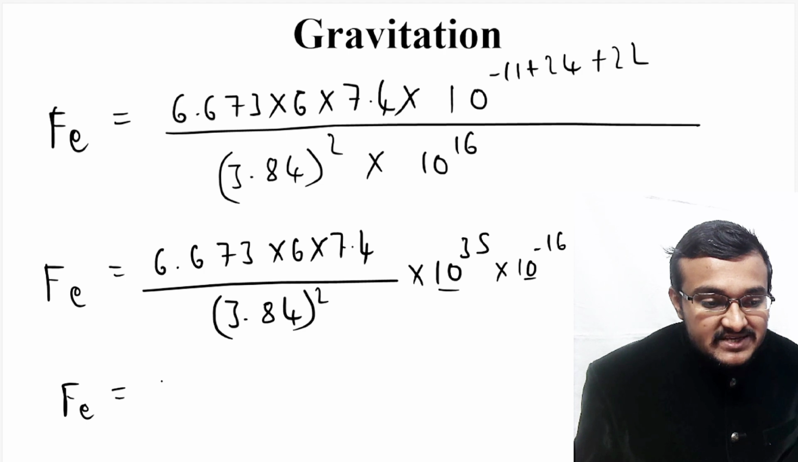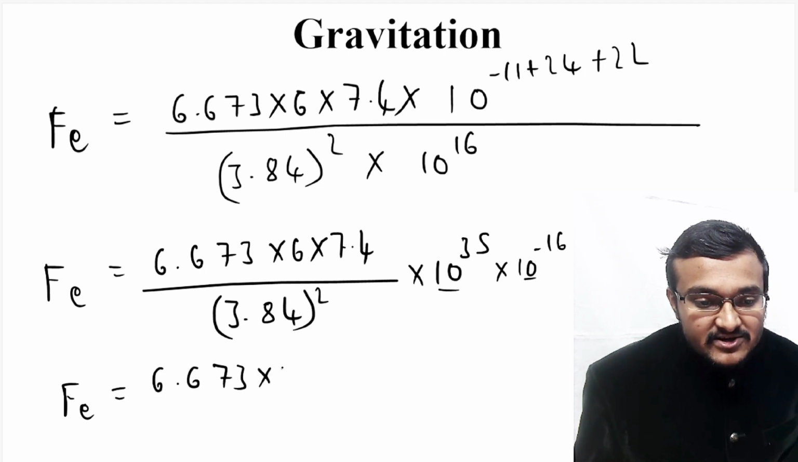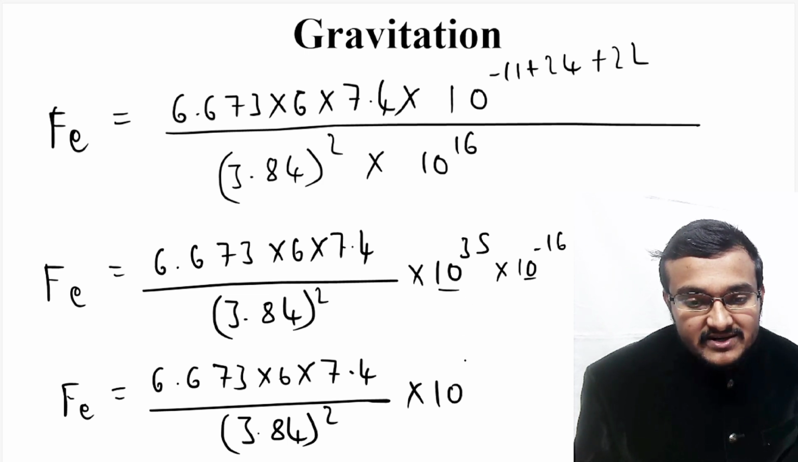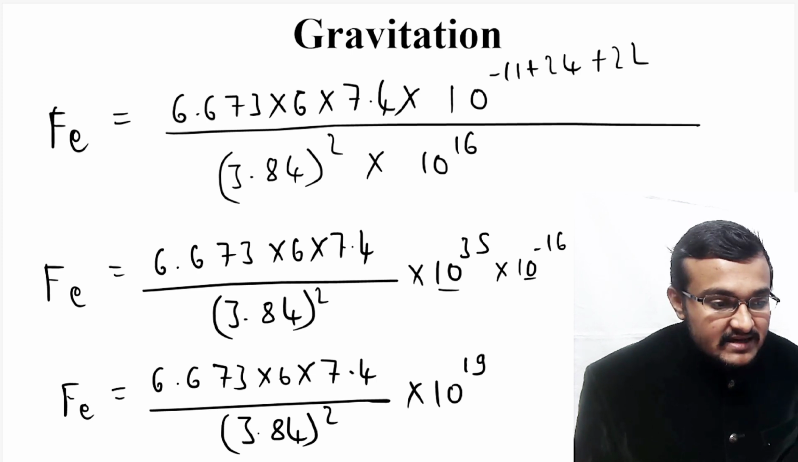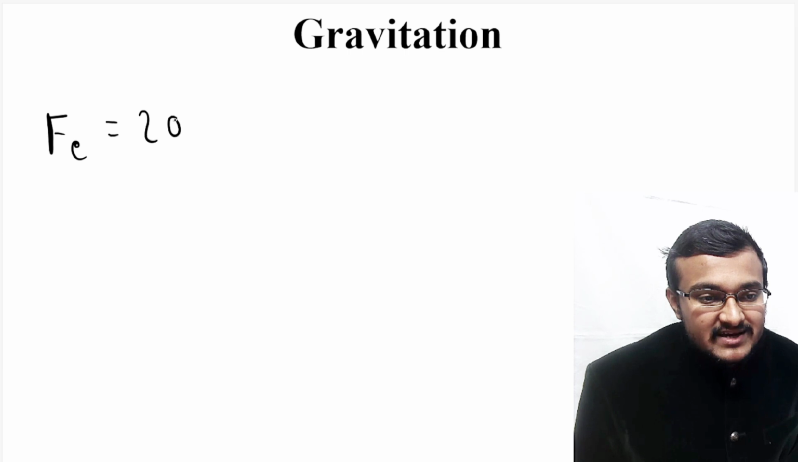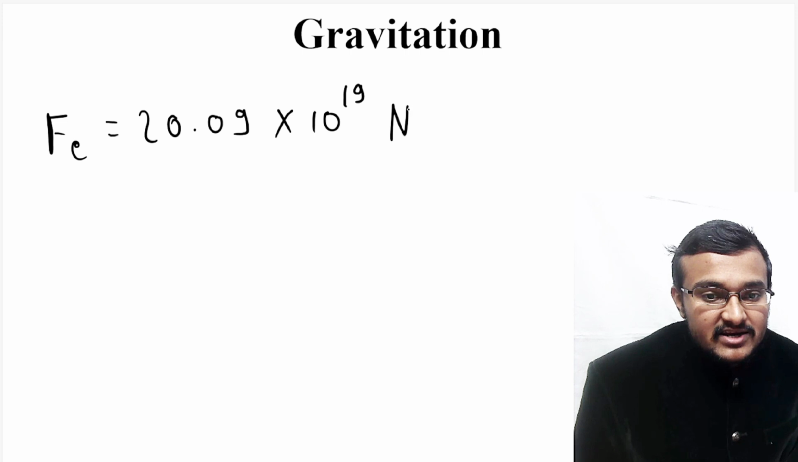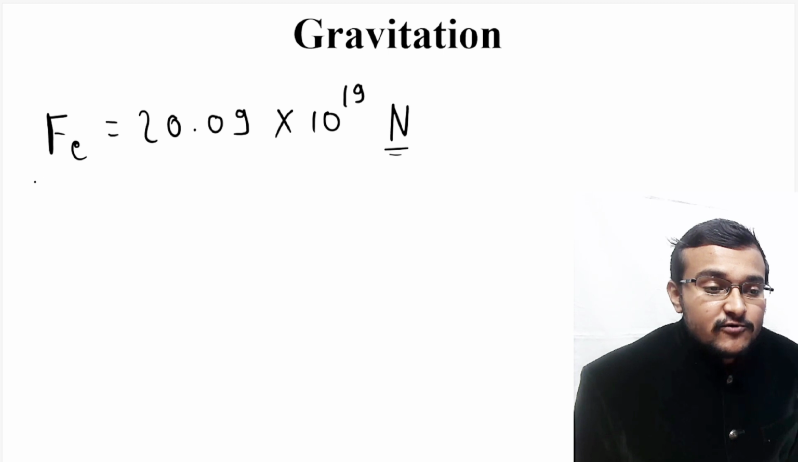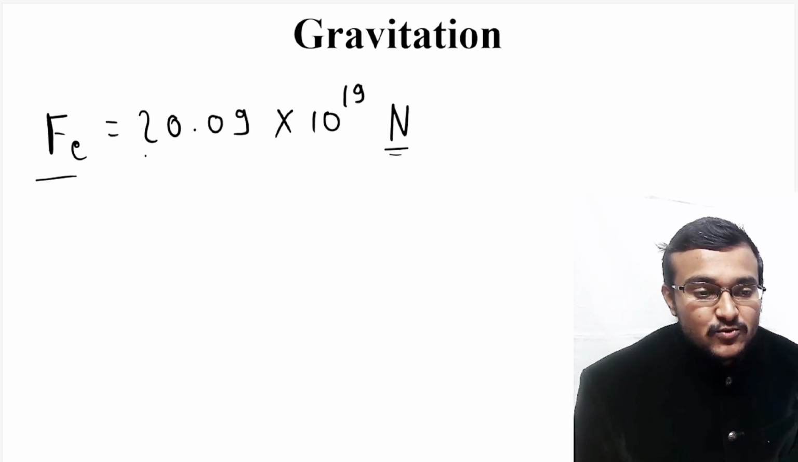So force exerted by Earth on moon will be equal to 6.673 into 6 into 7.4 divided by 3.84 whole square into 10 power 35 into 10 power minus 16. Base is common, so 10 power 35 minus 16. 35 minus 16 will give you 19. So 10 power 19 will be there. When you do this calculation, you will get 20.09 into 10 power 19. The unit is Newton, because force always has SI unit Newton. So force exerted by Earth onto the moon is equal to 20.09 into 10 power 19 Newton.